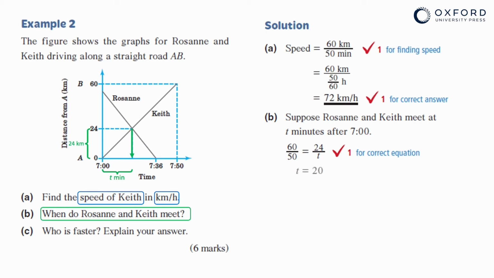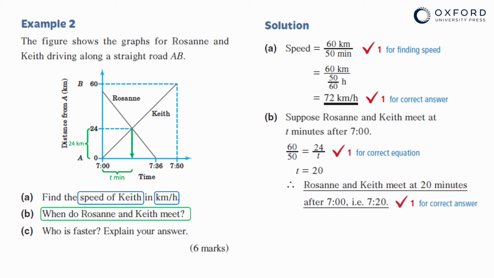After solving the equation, we found that t equals 20. It means that Roseanne and Keith meet at 20 minutes after 7 o'clock, which is 7:20. 1 mark will be given for the correct answer.